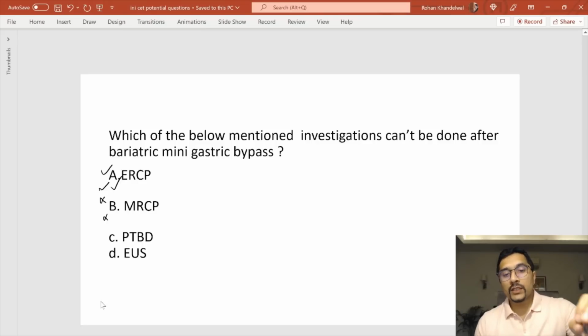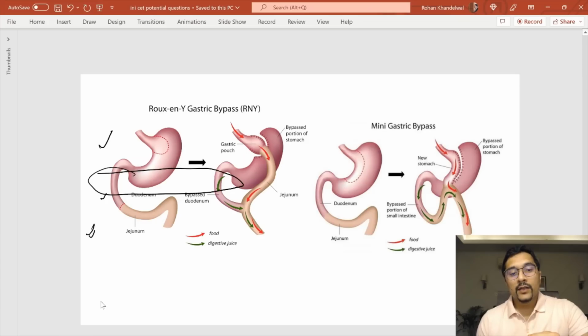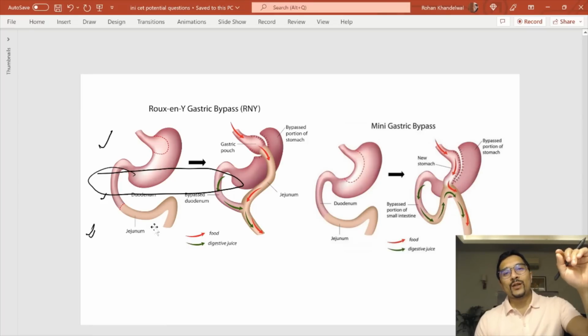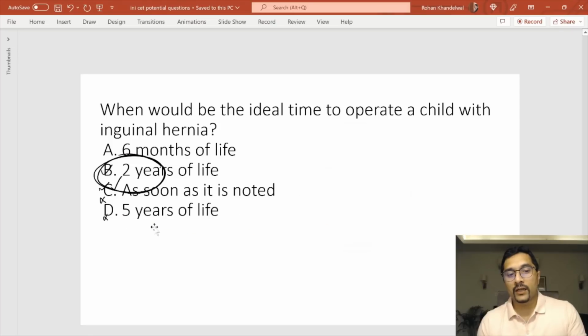Which of the following procedures cannot be done after mini gastric bypass? ERCP cannot be done. So this you should know that we cannot carry out ERCP because we will carry out a gastrojejunostomy. And for ERCP, we want that the endoscope should go in the duodenum. So we cannot approach the duodenum if we've done a gastrojejunostomy. That is why ERCPs are not possible after you've done a bariatric Roux-en-Y or a mini gastric bypass.